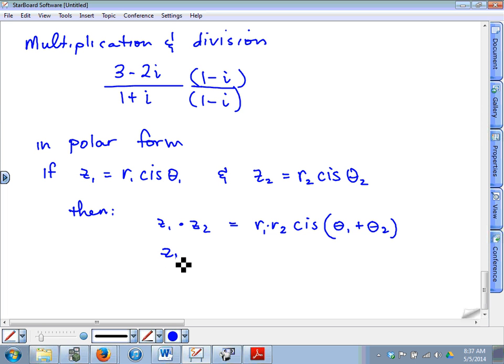Same thing about dividing. If you have z1 divided by z2, you divide the two r numbers and subtract the angle measures. Yeah. We're going to have to memorize this. Yes, you are.